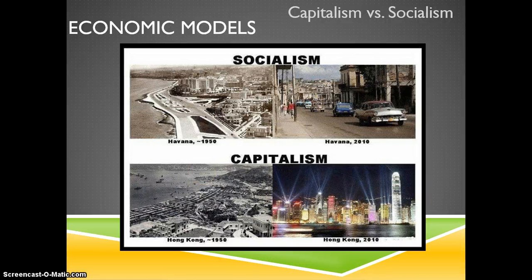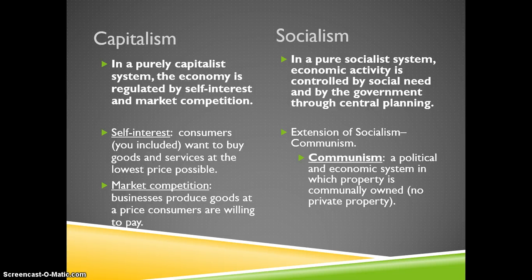All right, today we're going to look at socialism versus capitalism, two major economic models, which are very, very different. Now, in capitalism, everything is privately owned. It's governed and regulated by our own self-interest, where you're going to try to get the lowest price possible. That's why people go crazy for shopping after Black Friday, because they have the best deals. Also, market competition. Businesses have to produce a product that the consumer will pay for.